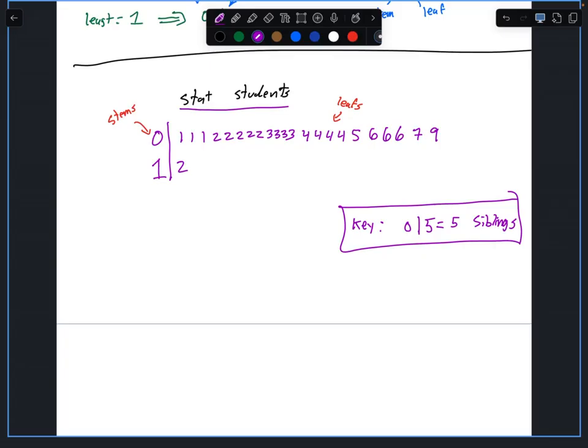So, some things to note. Spacing. Equal spacing of numbers is important.